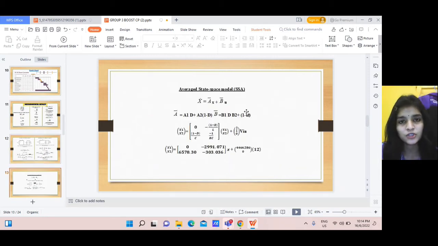Lastly, the average state space model, SSA. So ẋ will be equal to A bar times x plus B bar u. Just now we considered A1 and then A2. So now we consider the average, which becomes A bar. Then this is A bar, and B bar will be this equation, these operations. Then we substitute all the values, and with the formula, we can get the average state space model for this one.